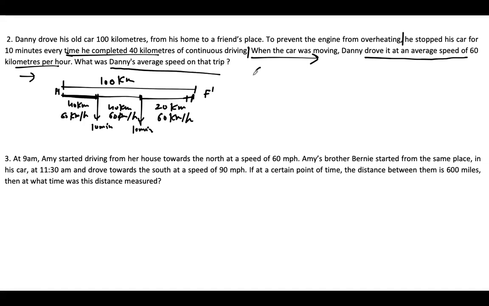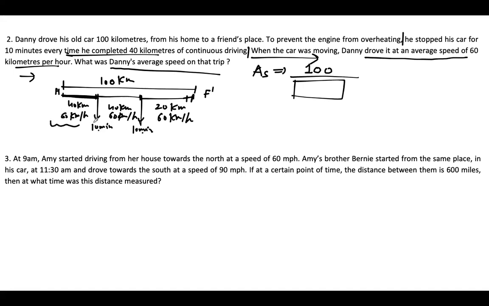So that includes the breaks he has taken. Average speed for Danny's entire trip is total distance, 100 kilometers, divided by the total time. So we need to calculate the total time. 10 minutes and 10 minutes is there, so a total of 20 minutes.